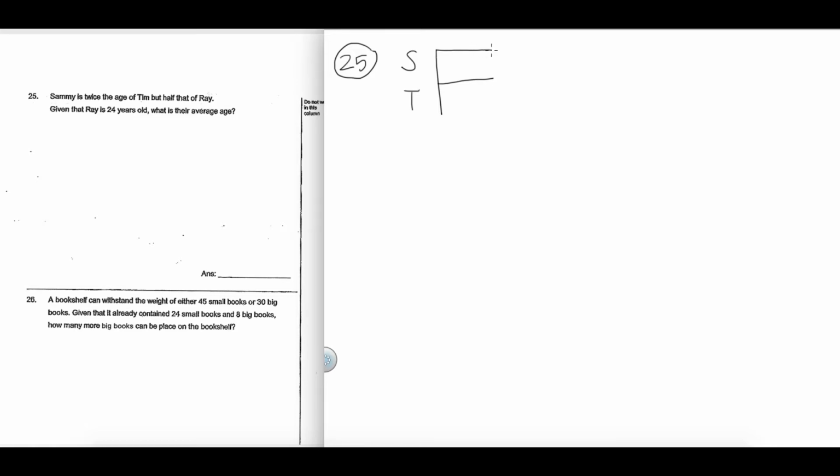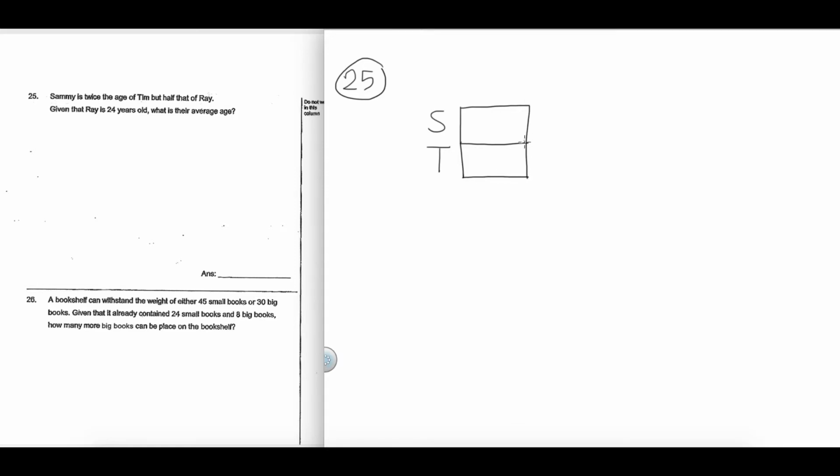So Sammy will have 2 units. Alright? But half of that of Ray. So Sammy is half of Ray. In this case, right? Let me just erase this and then draw it such that I can make Ray on top of Sammy. That means basically Sammy will be in the middle. Okay? Let's redraw Sammy and Tim. Sammy is twice of Tim. So Sammy will have 2 units.